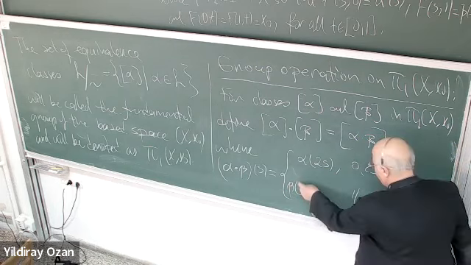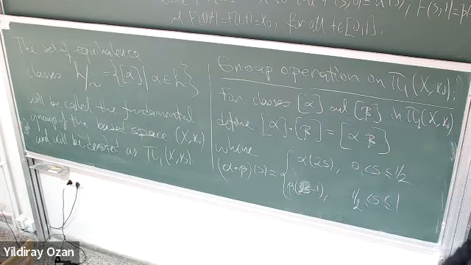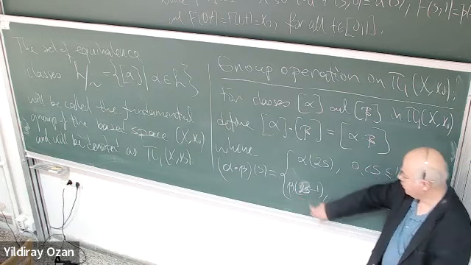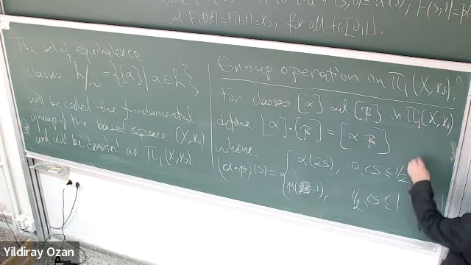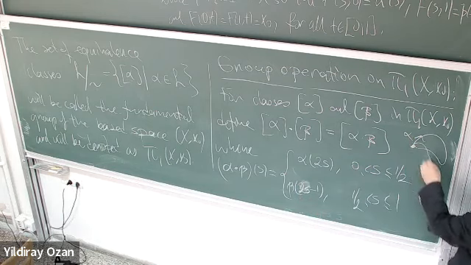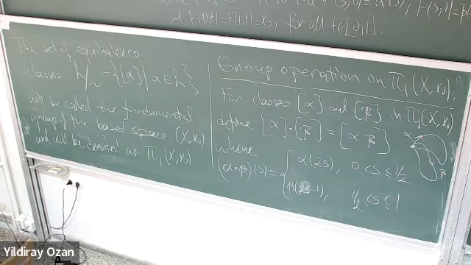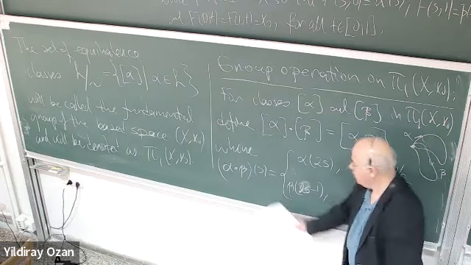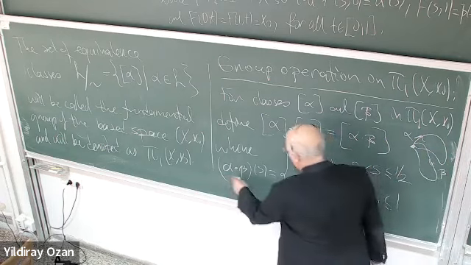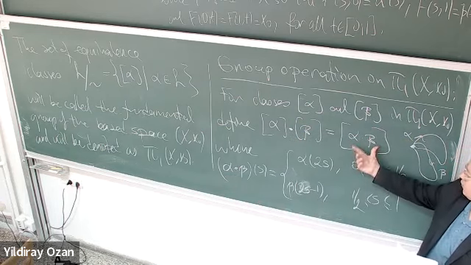But as S goes from 1 over 2 to 1, whatever you put here should go from 0 to 1. Therefore, the right gadget is just 2s minus 1. Okay. So for s equals 1 over 2, you have 0. For s equals 1, you have beta of 1. So what does this do? So you first go about alpha, and then you have, let's say, beta. So in half time, you go around alpha, and then in the remaining half time, you just go around beta. And that loop is the product of these two loops. And the product of the classes is defined to be the class of this product.